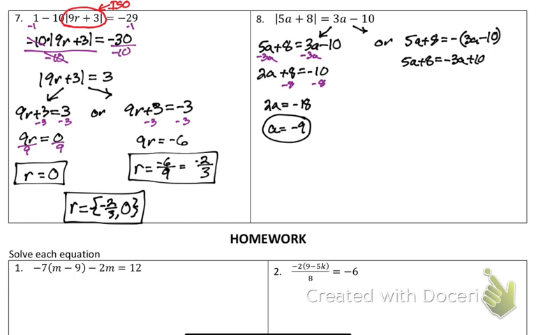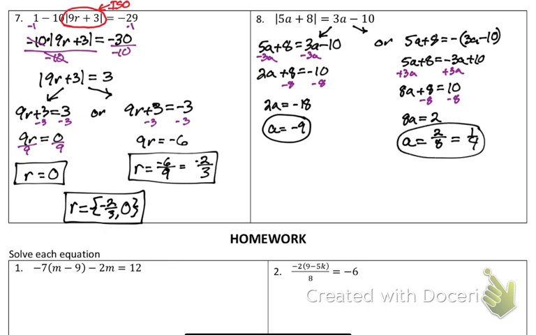Let's go to the other side. I'm going to add 3a to both sides. That's going to give me 8a plus 8 equals 10. I am going to subtract 8 from both sides. That's going to give me 8a equals 2. 2 divided by 8 is 1 over 4. I guess I could go through all those steps. a equals 2 over 8, which equals 1 over 4.